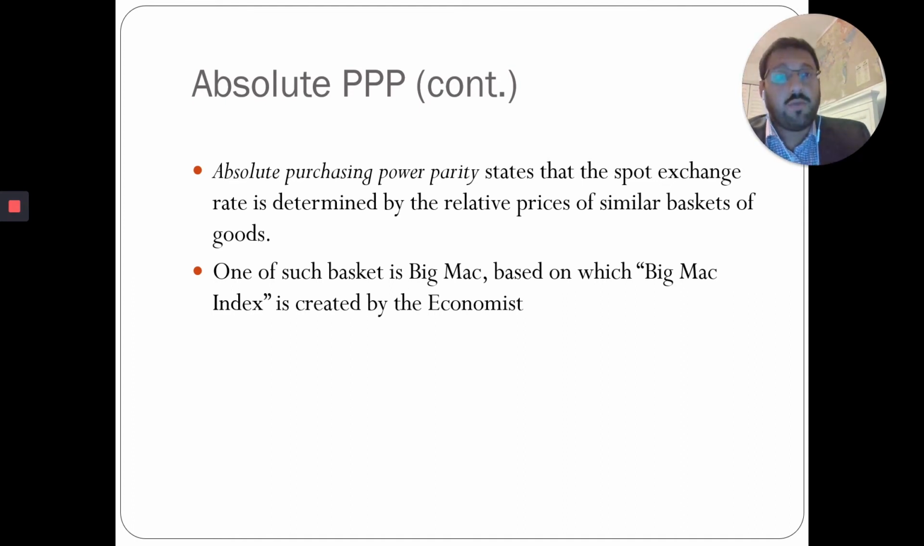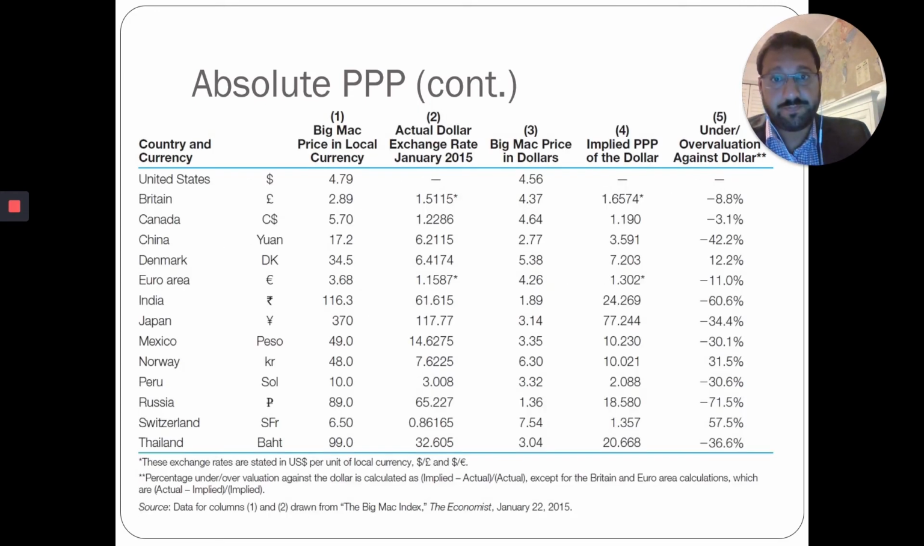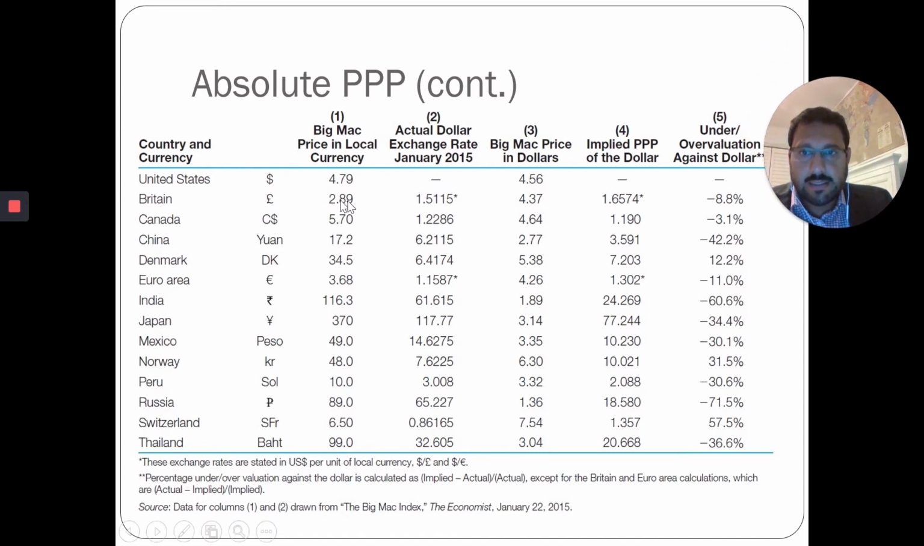Now let's see whether the absolute purchasing power parity holds when we consider this basket of Big Mac, because again the Big Mac is the basket in this case. So this is a table, and I think this is from 22nd March, and you can see that in the United States, the price of the Big Mac is 4.79, and the price of the Big Mac in China is 17.2 yuan.